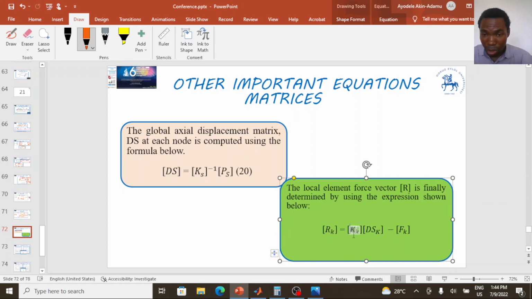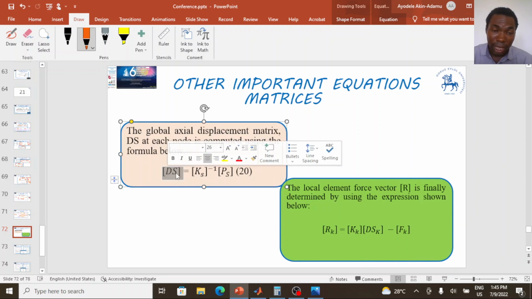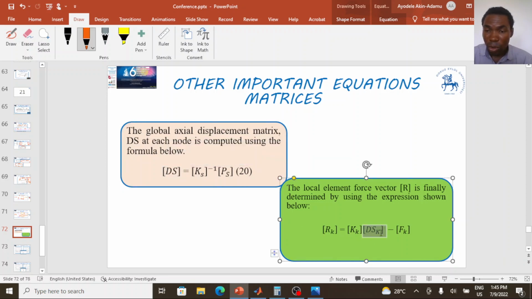And this reaction component is equal to Kk multiplied by this matrix minus Fk. Here, Kk is the local stiffness matrix of that element. Dsk is the local displacement vector extracted from this ds. When you get ds, you can extract this local displacement vector from this calculated vector. This Fk is our local force vector. Like in this slide, I actually define it as P, not F. P1, P2. So P minus Pk.